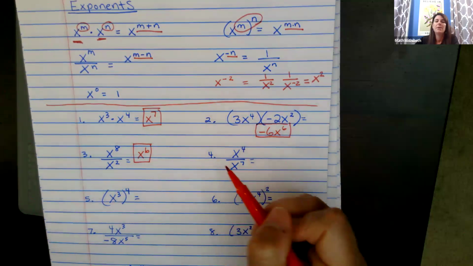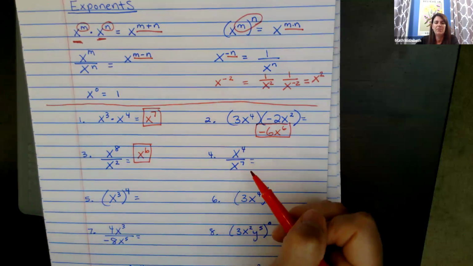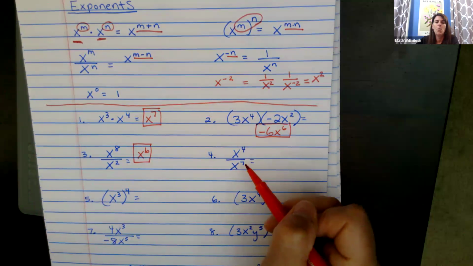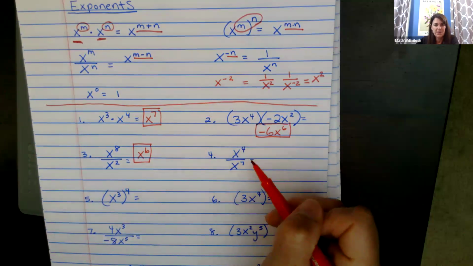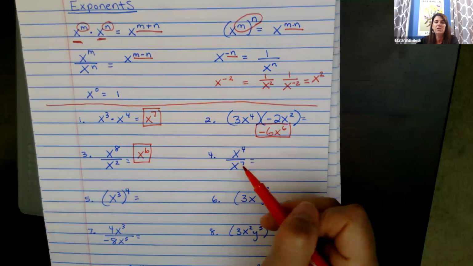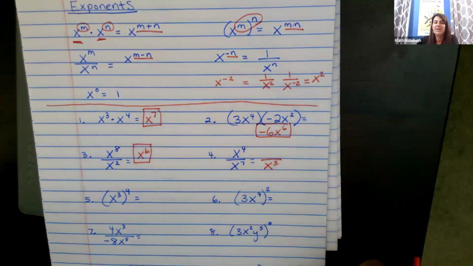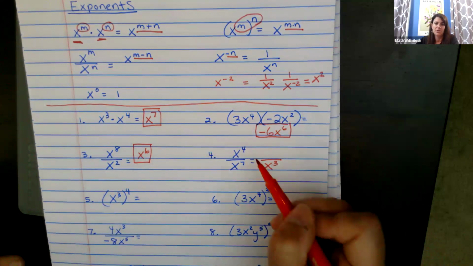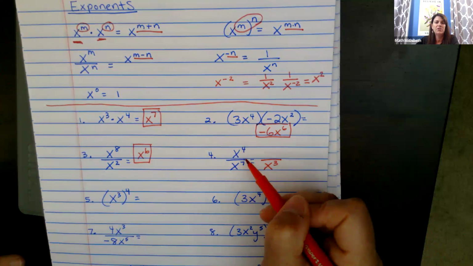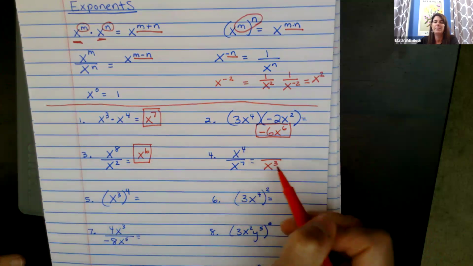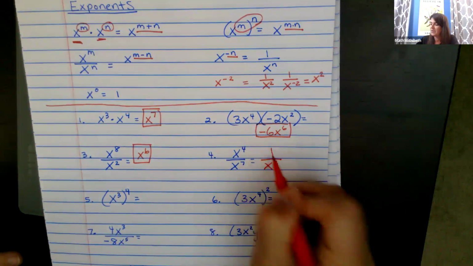Easy. But number 4, I'm just trying to show you to be careful if there are more x's or y's or z's on the bottom than the top, you're still going to subtract, but your answer is going to go on the bottom because that's where there was more of the x's. So 7 minus 4 is 3, but where should those 3 x's go? On the bottom, because that's where there was more. So now that there's nothing left on top, just make sure you put a 1.